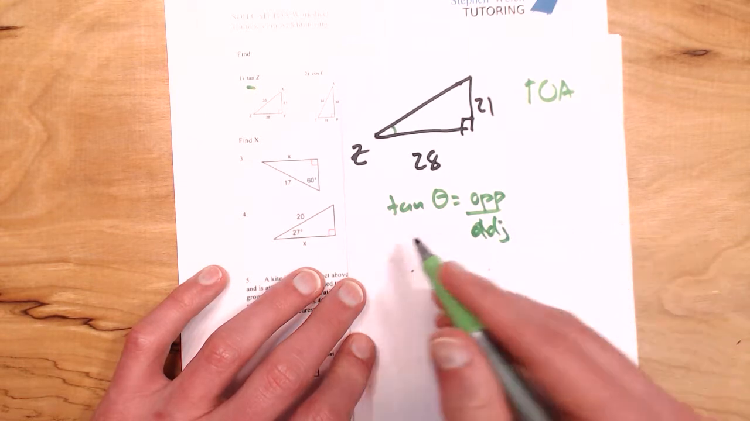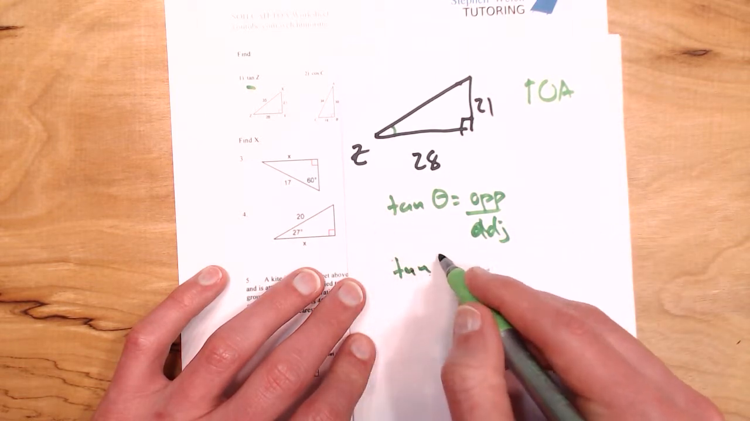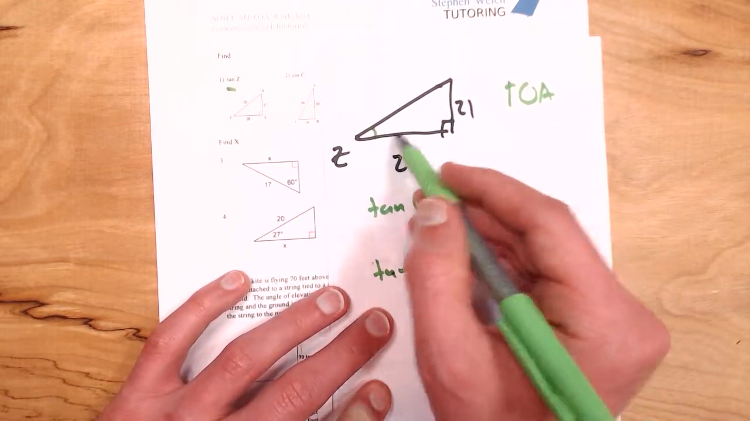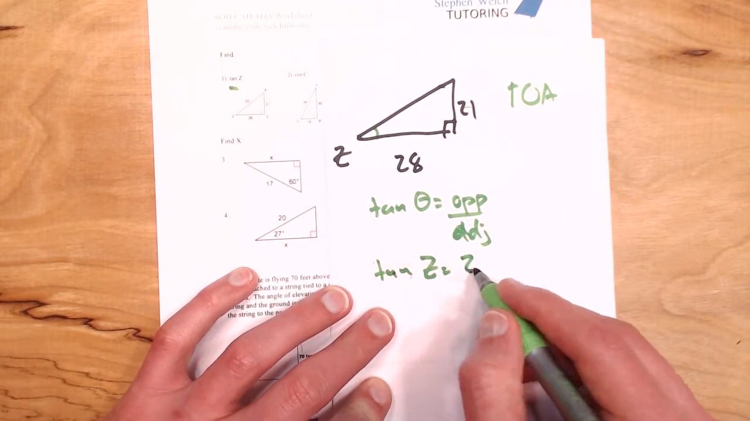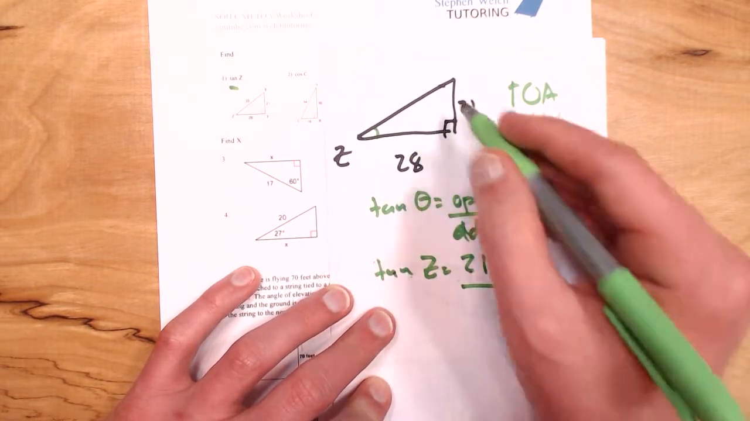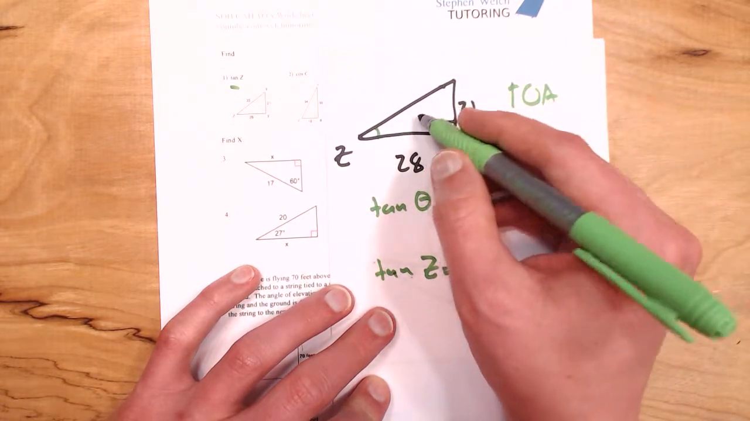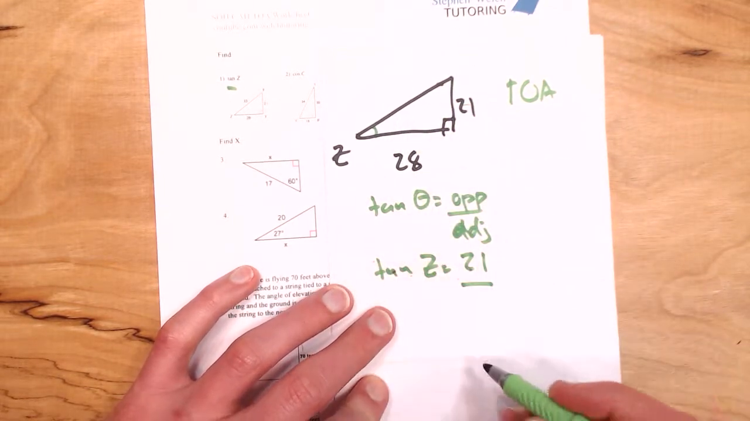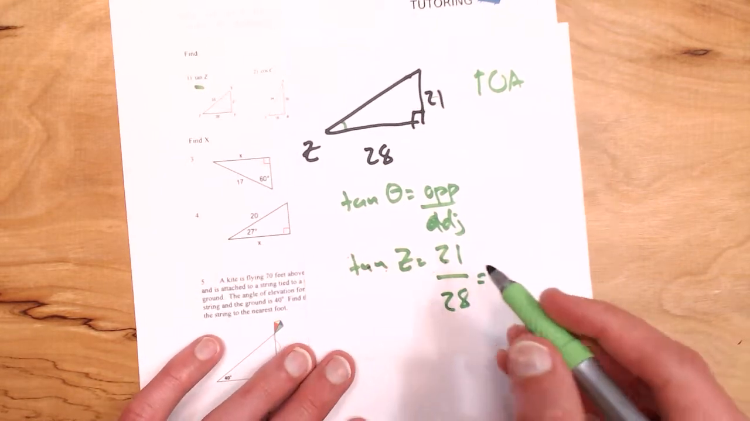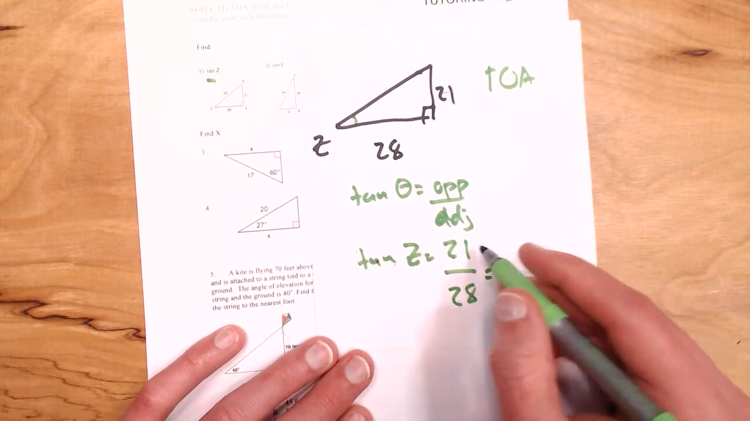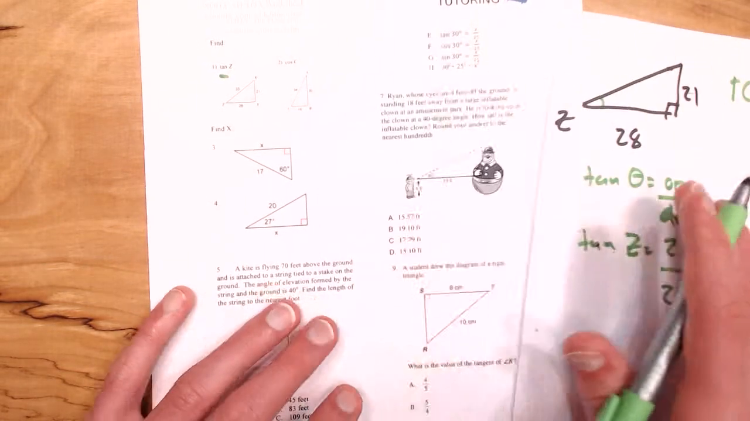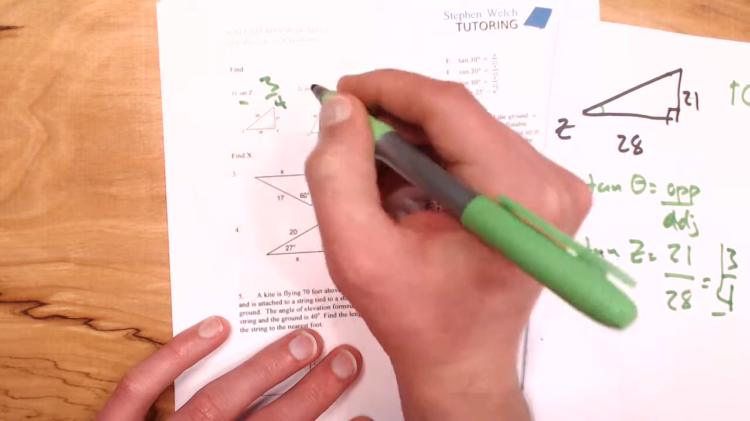So the tangent of Z in this case, which is our angle, is equal to our opposite side, the side across, which is 21, over the adjacent, which is our side that's next to our angle. That's not the hypotenuse. Remember, the adjacent cannot be the hypotenuse. Over 28. You can use your calculator to simplify that, but we can divide them both by 7, and it should be 3/4. Okay, so number one is 3/4.